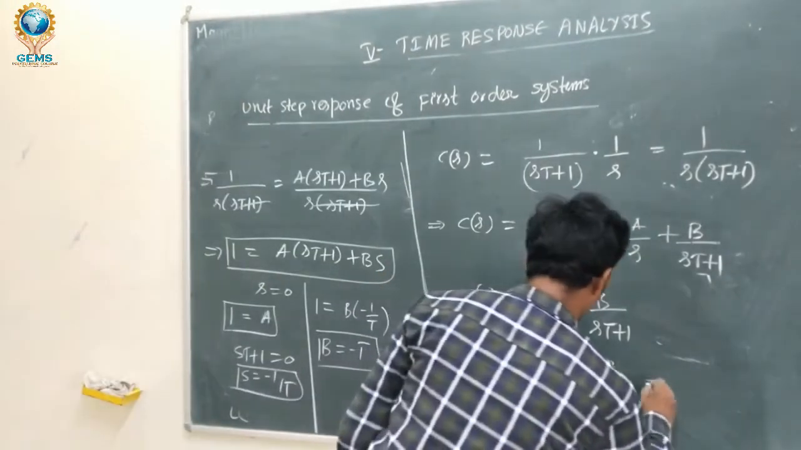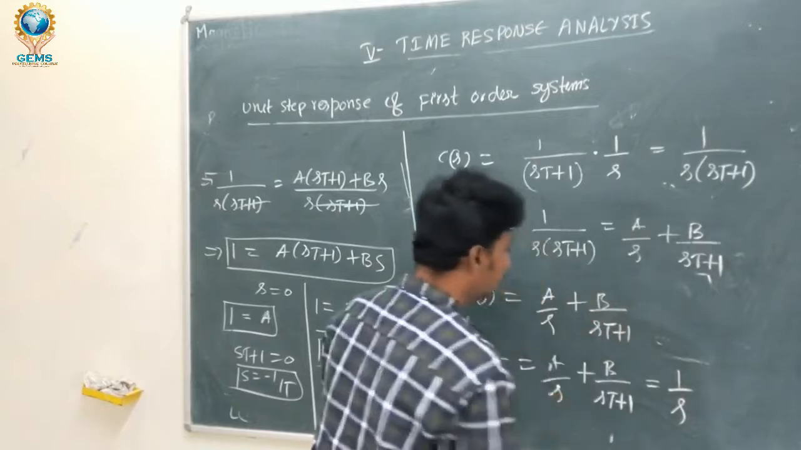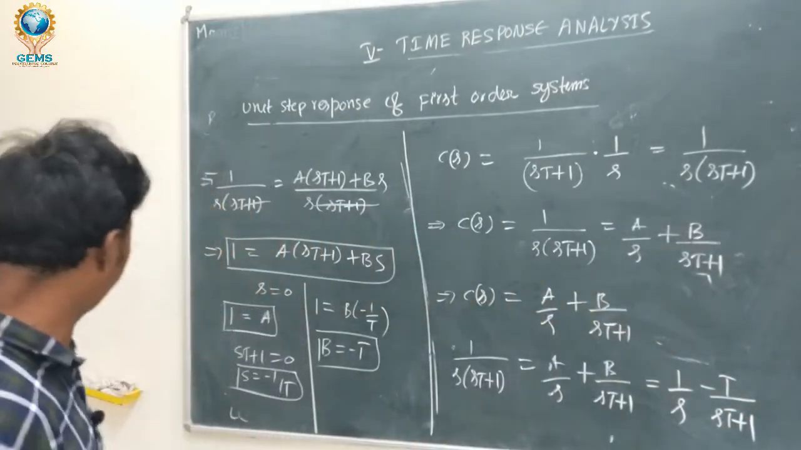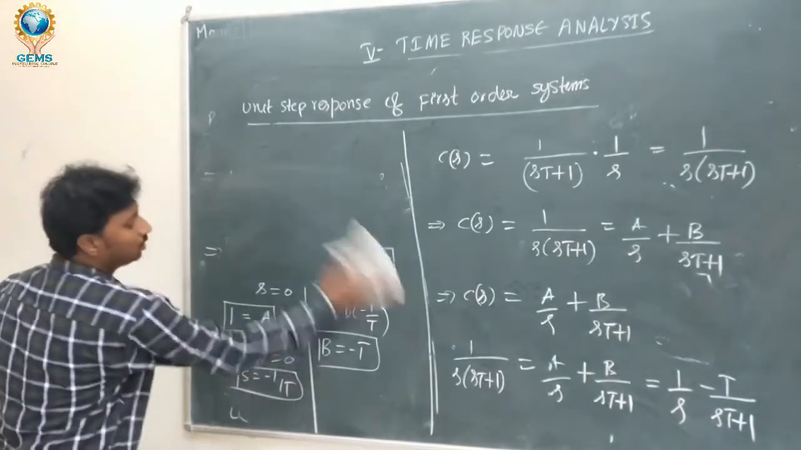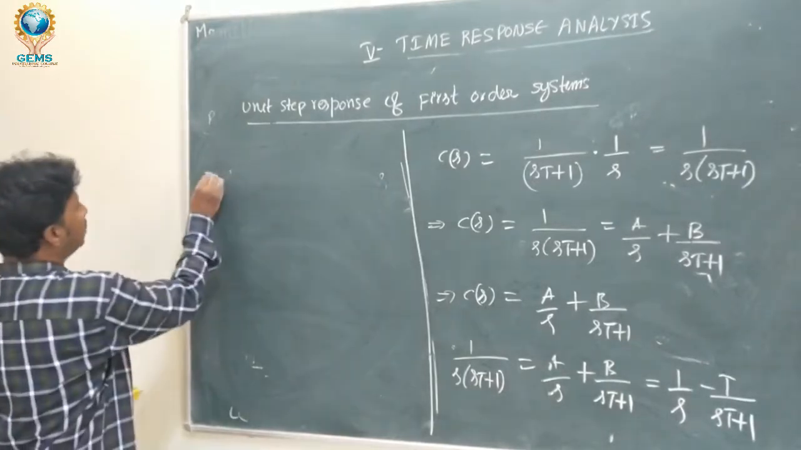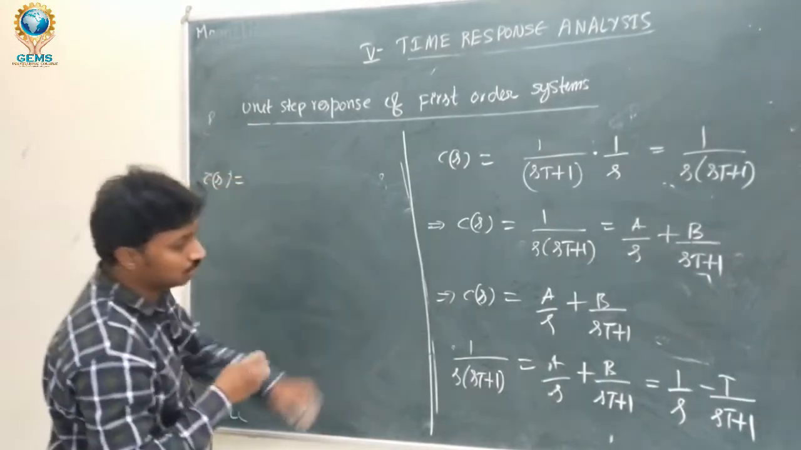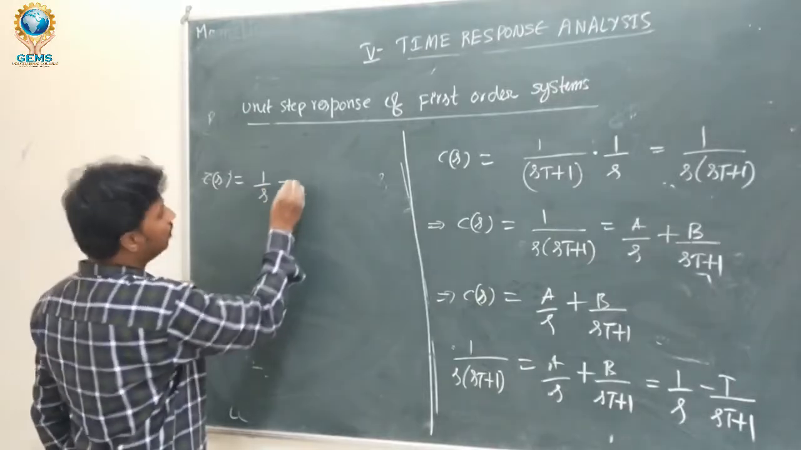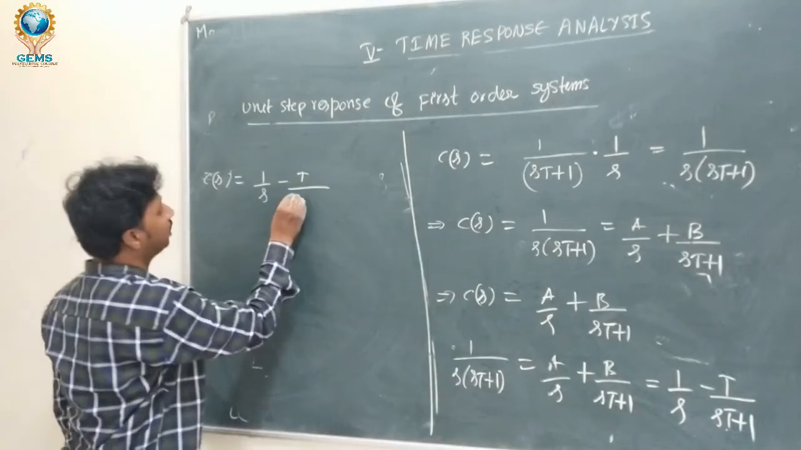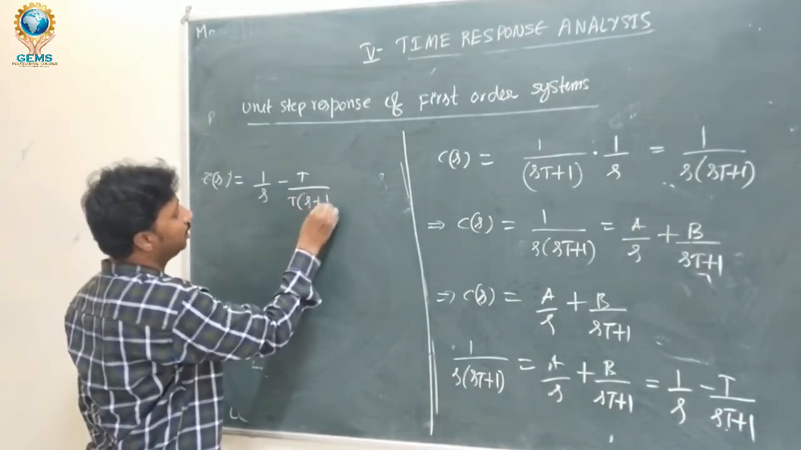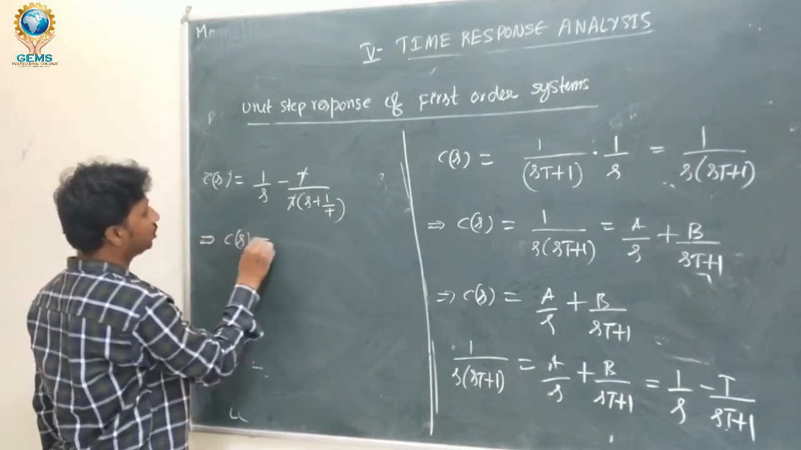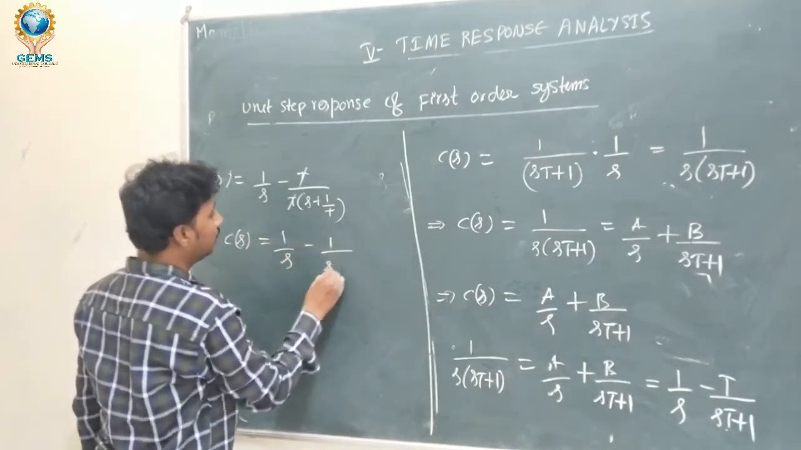You substitute in this equation. So A is equal to 1 by S and B is equal to minus T by ST plus 1. Right? So take the equation. C of S is equal to 1 by S minus T by ST plus 1. You take common T. When you take common T, S plus 1 by T. So T gets cancelled. So you will have C of S is equal to 1 by S minus 1 by S plus 1 by T.